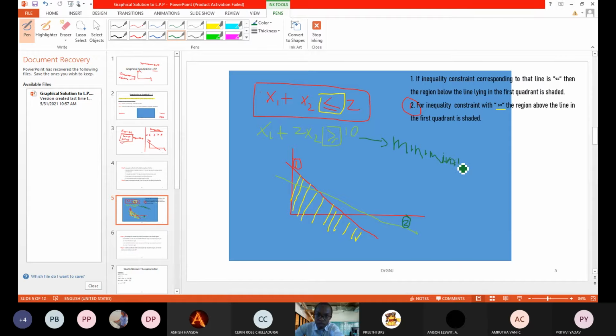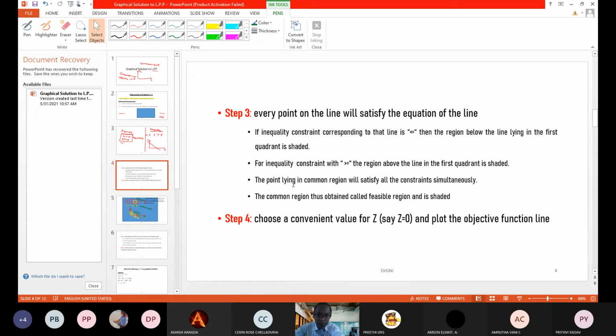Minimum cost. This is for the minimum cost. This is for the maximum. Remember the constraint for the maximum cost. For the minimum cost, we have this sign. Now, which is going to be shared? The region above the line, this way, is going to be shared, not under the line. That is the second point from our step number 3.